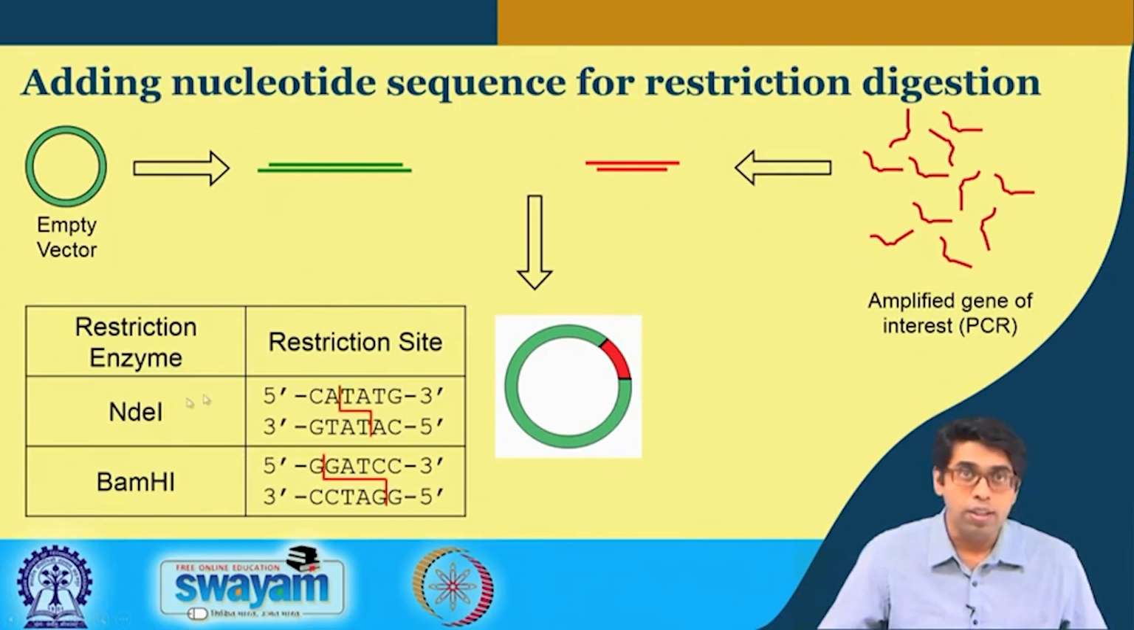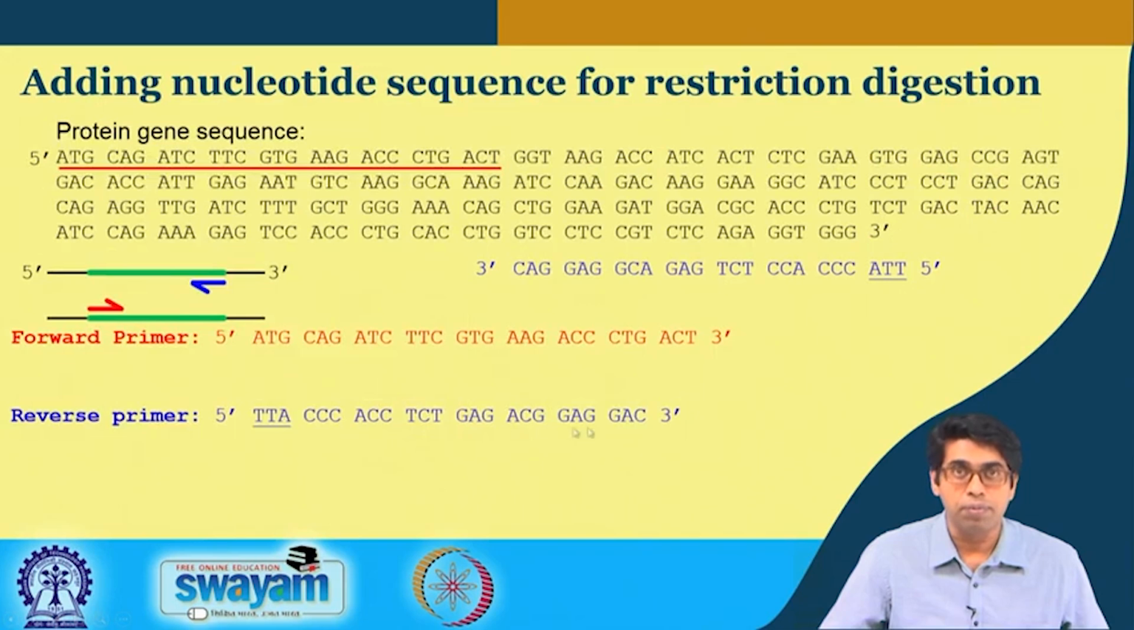So, NdeI cuts like this, so there will be a small overhang of 2 bases, and BamHI cuts like this, so that there will be an overhang of 4 bases. You can see that one side will have a 2 base overhang and the other side will have a 4 base overhang, and they will not be able to recombine. That will prevent the spontaneous cyclization of our empty vector once it is digested by these 2 restriction enzymes. We are going to use exactly the same two restriction enzymes to digest our PCR product.